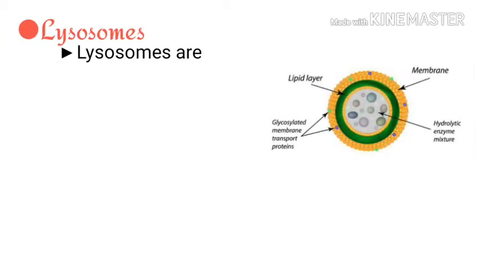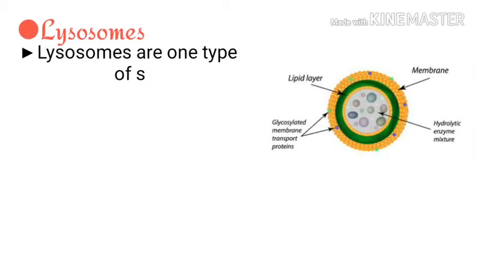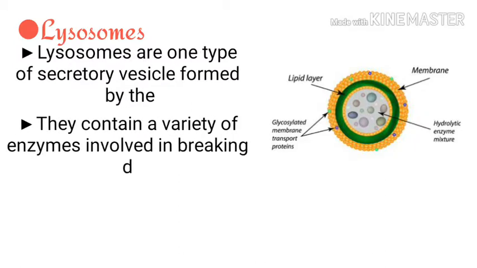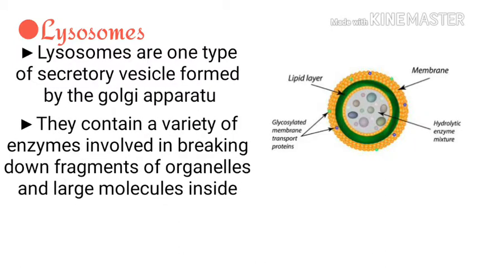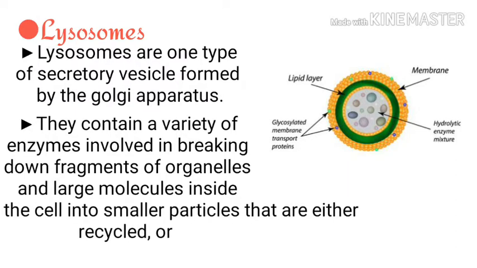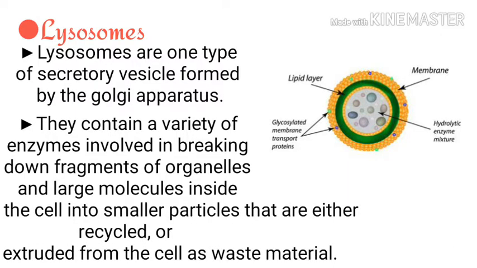Lysosomes. Lysosomes are one type of secretory vesicle formed by the Golgi apparatus. They contain a variety of enzymes involved in breaking down fragments of organelles and large molecules inside the cell into smaller particles that are either recycled or extruded from the cell as waste material.